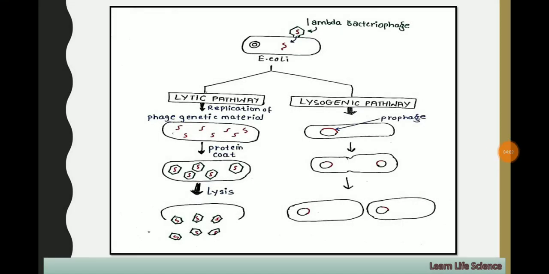So now this is a general outline of lytic and lysogenic pathway in lambda bacteriophage. The first thing that occurs is the infection, where the lambda bacteriophage with the help of binding protein in its tail gets attached to the host cell E. coli, and by forming a particular porin channel it injects its DNA into the host cell.